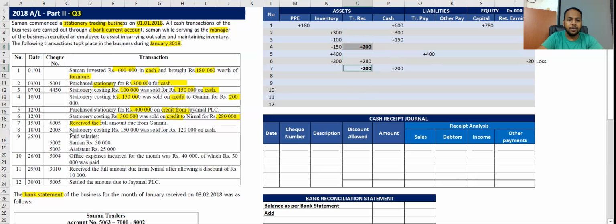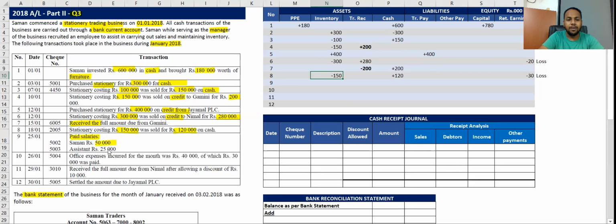Next, the stationery costing 150 was sold for 120,000 on cash. Now the stationery will reduce by 150. Cash received 120. So again there is a loss of 30. It's a loss, right? 150,000 worth of stationery, they are selling at 120. So it's a loss.